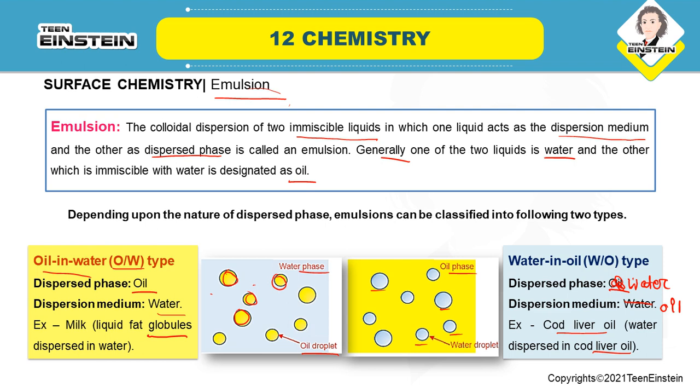And this type of emulsion is expressed as W/O. The first one is O/W, now W/O. So the first alphabet is actually the dispersed phase. O coming before W means oil is the dispersed phase, but W coming before O means water is the dispersed phase.